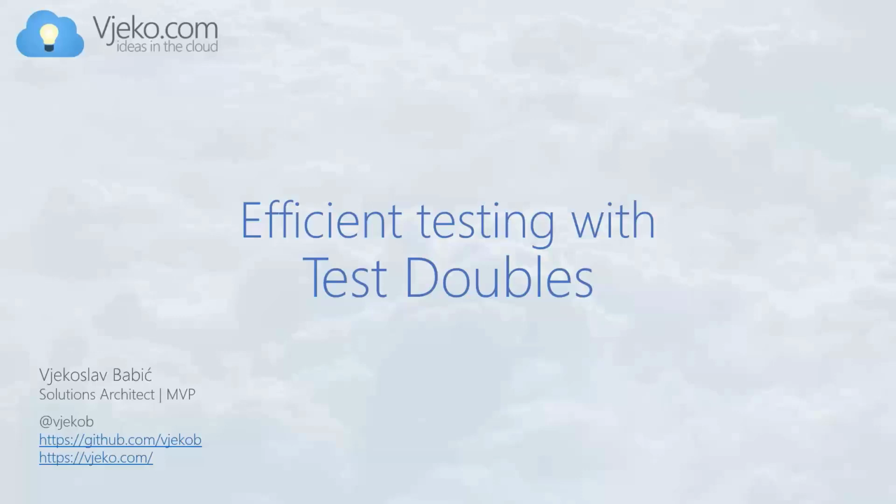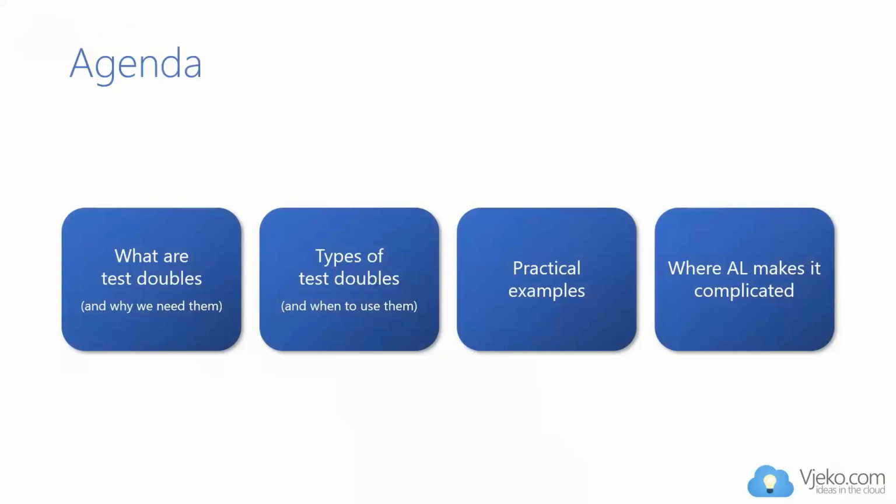So here I am today on April 17th, ready to share my view on what test doubles are, how we can take advantage of them in AL, and what could complicate our life. So let's take a look at what we're going to talk about today. First of all, I'm going to talk a little bit about what test doubles are. You probably know them as mocks, and people most often use the term mock, but that's a very narrow term to refer to test doubles. We will see why we need them. We will see the types of test doubles we have and when to use which one of them. Of course, you will see that on a number of practical examples.